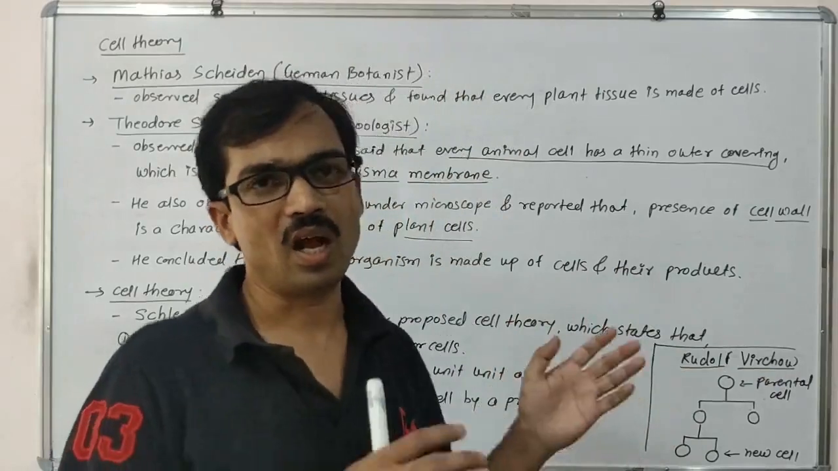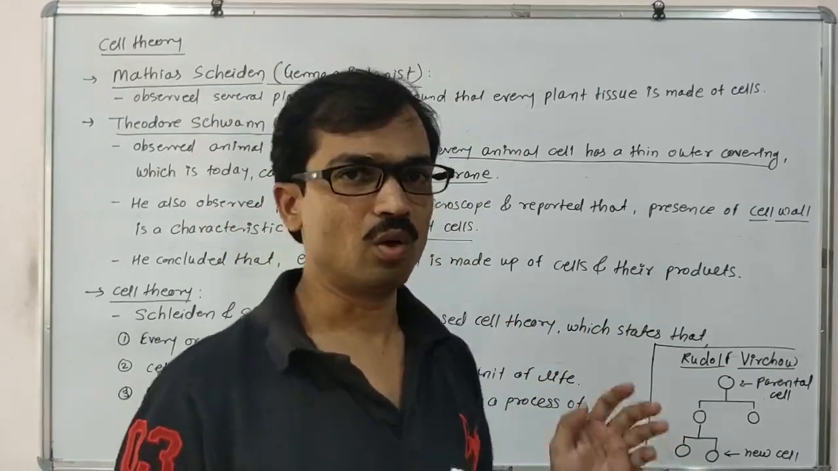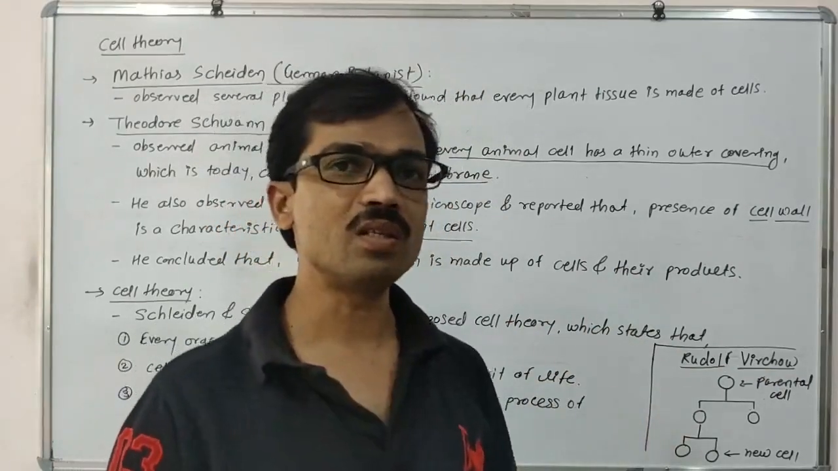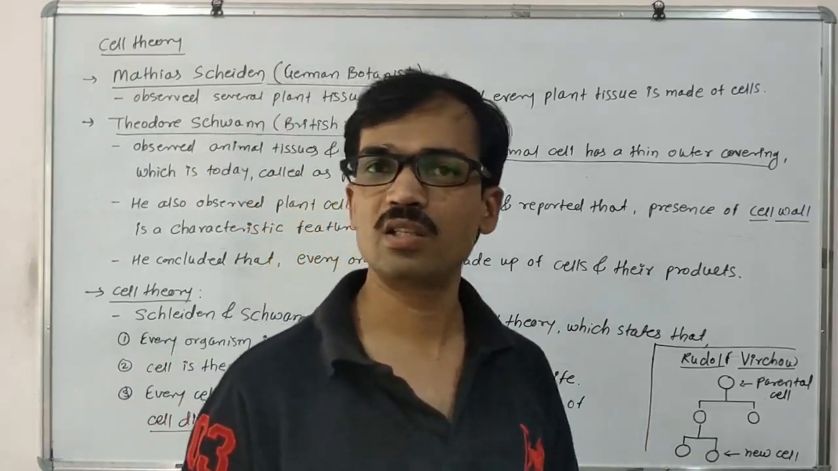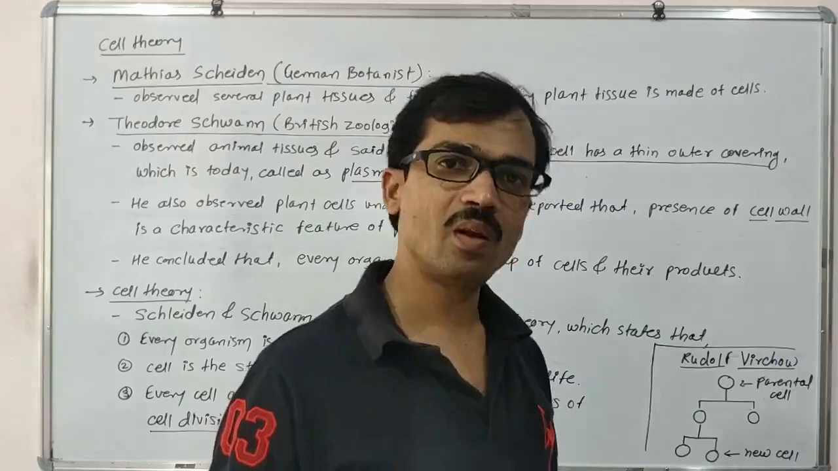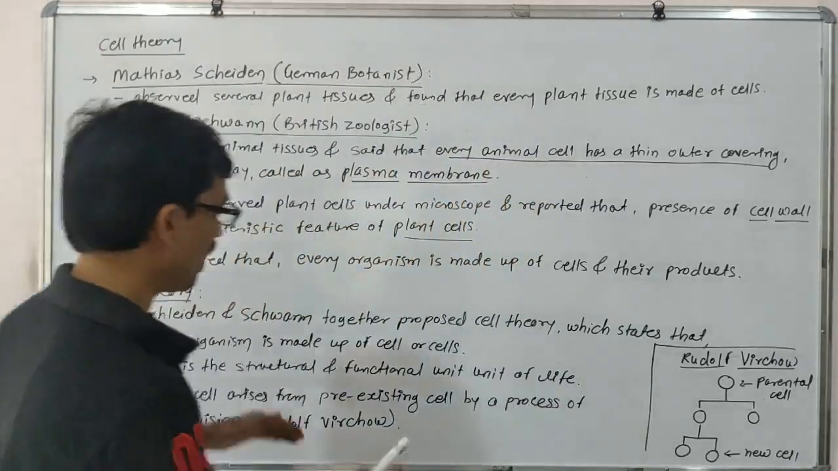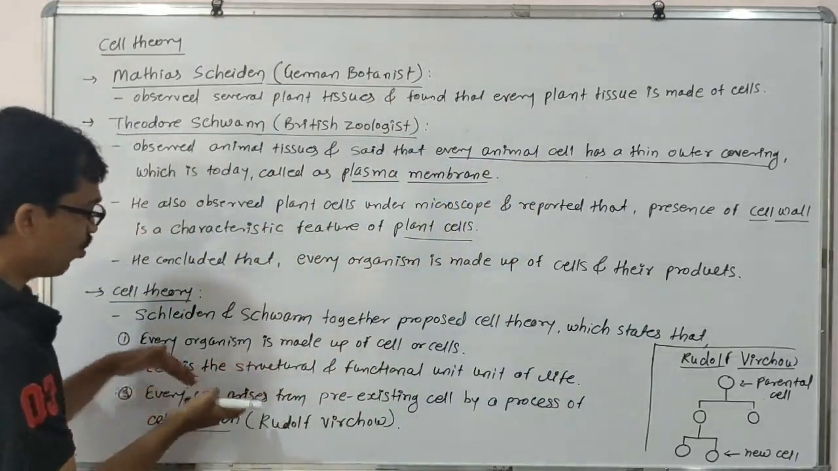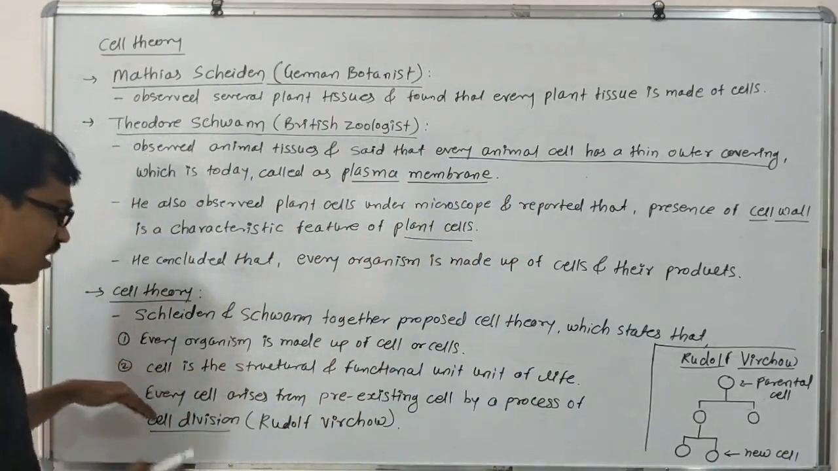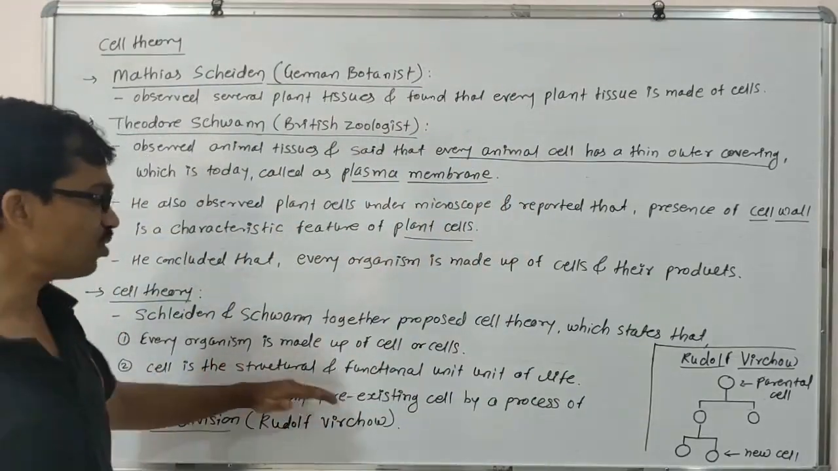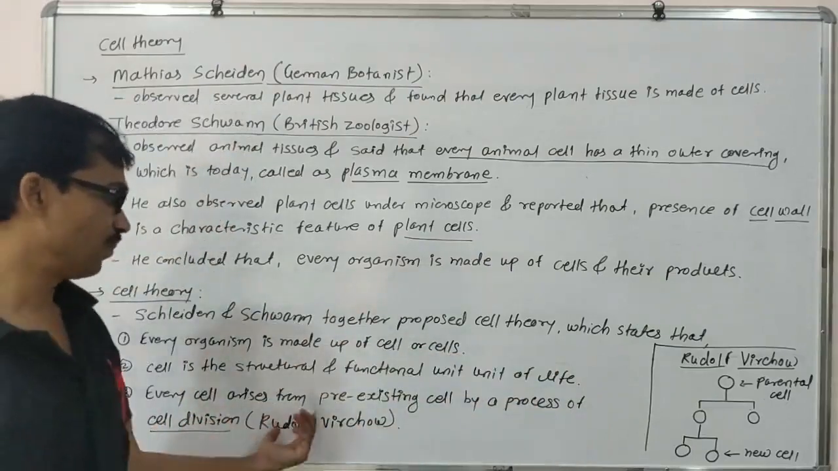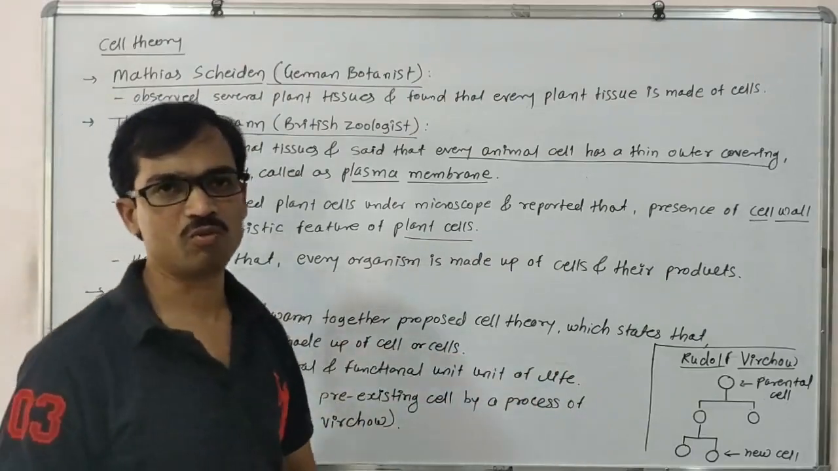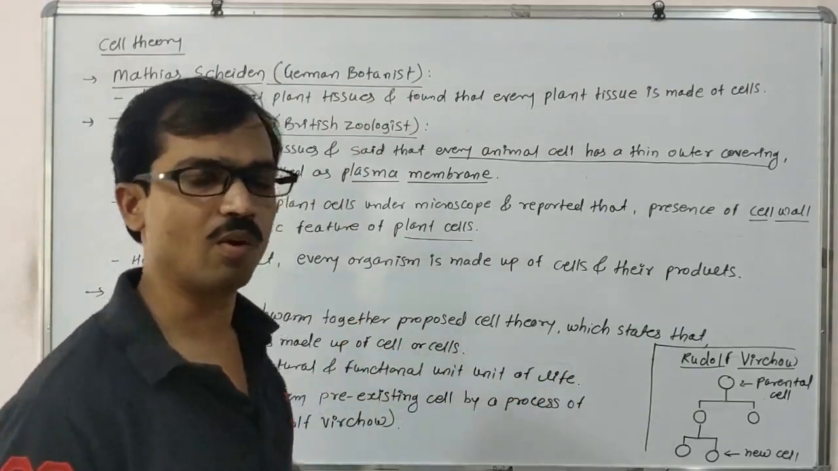existing cells. अपने लैंग्वेज में रुडोल्फ विर्चोव ने कहा था omnis cellula e cellula, that means in English every cell arises from the pre-existing cell by the process of cell division, and this statement was later included in the cell theory, which says that every new cell arises from a pre-existing cell by cell division, and the credit goes to Rudolf Virchow. Okay, this is all about cell theory.